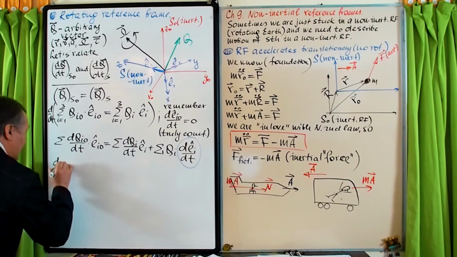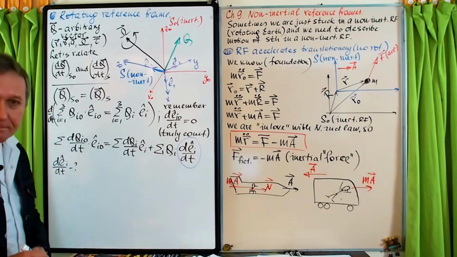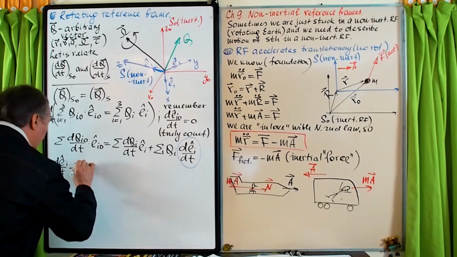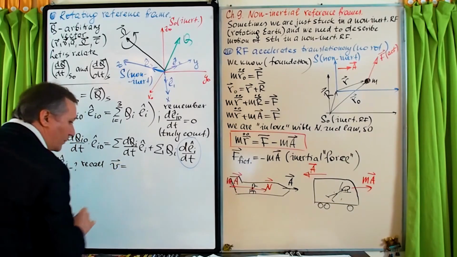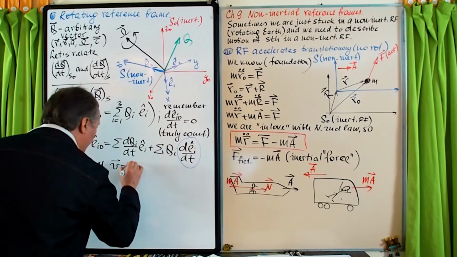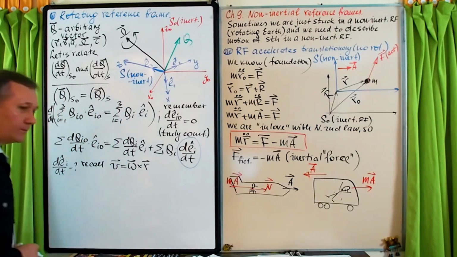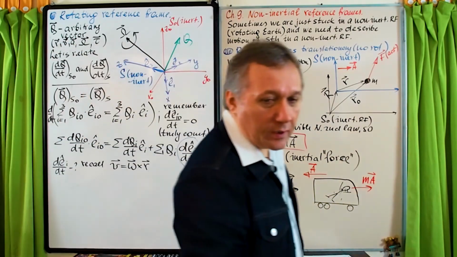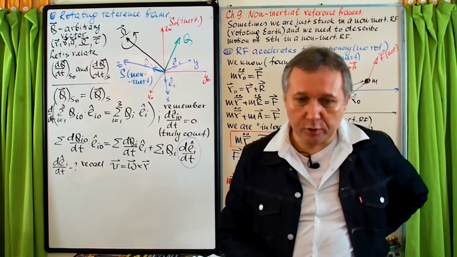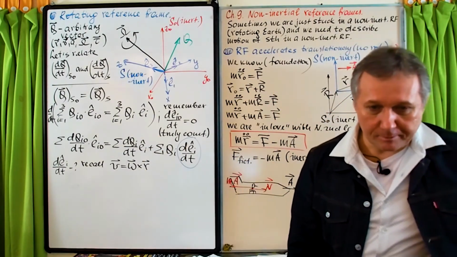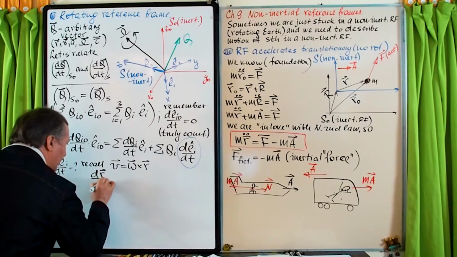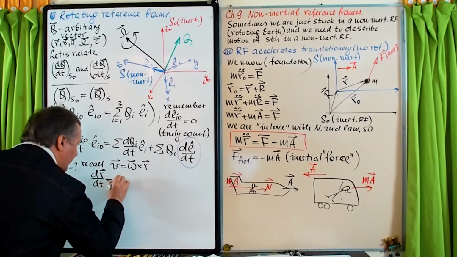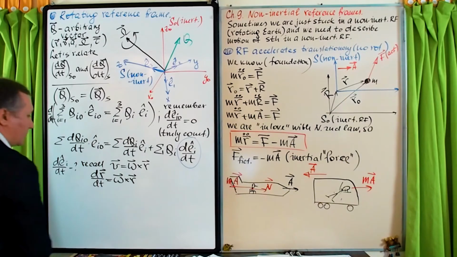So let me write dE_i hat over dt, and I will put a question mark. And so let's recall a simple thing, like v equals omega cross r, right? So I'm planning to use similarities in order to come up with the conclusion what is going to happen with that time derivative. So this can be written as dr over dt equals omega cross r.